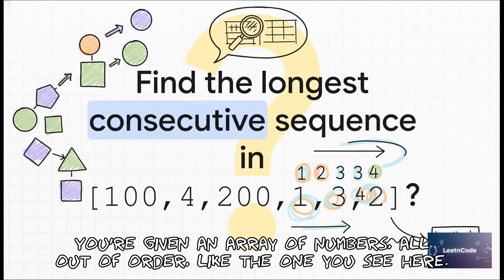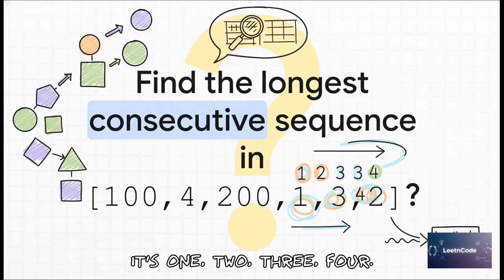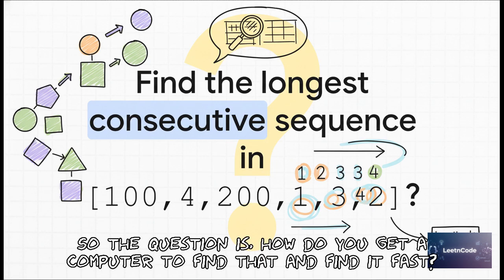Picture this. You're given an array of numbers, all out of order, like the one you see here. Your job is to find the longest chain of consecutive numbers hiding inside it. You can probably spot it, right? It's 1, 2, 3, 4. That's a chain of 4 numbers. So the question is, how do you get a computer to find that and find it fast?